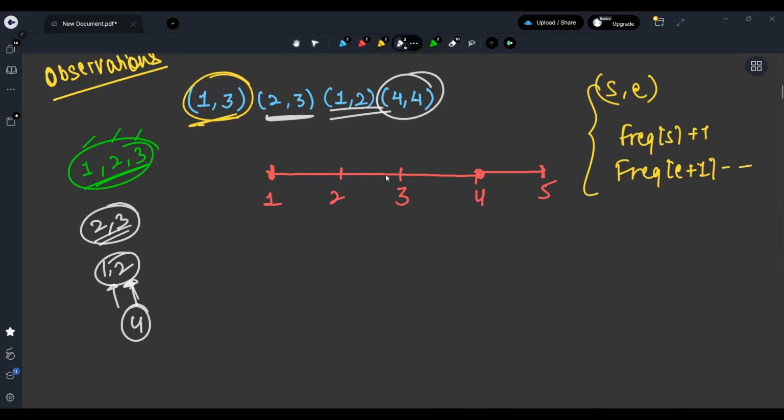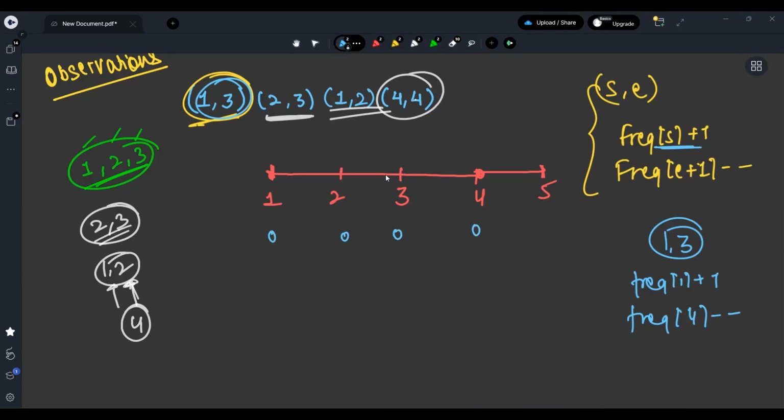Many of you might know this, but if you don't, let's see. Frequency of S plus plus means I have interval 1, 2, 3. So I will say frequency of 1 plus plus, frequency of 3 plus 1, that means 4, minus minus. Initially all of them have 0 frequency. Frequency of 1 plus plus will become plus 1, and similarly frequency of 4, because we have 3, so 3 plus 1 is 4, will become minus 1.